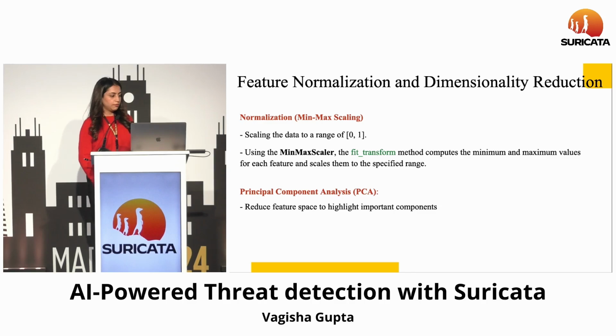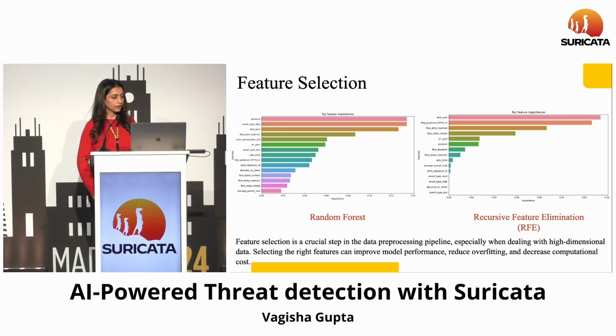The next step before we train the model was to normalize the data. For the normalization, I used the min-max scaling technique. It scales the data into the range of 0 and 1 using the fit transform method. And then because the data was highly sparse, I had to reduce its dimension. I used principal component analysis, PCA, to reduce the feature space so that it only highlights the important components of the data.